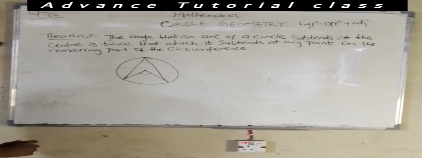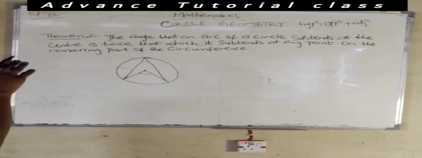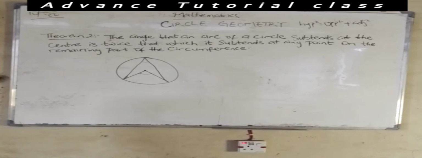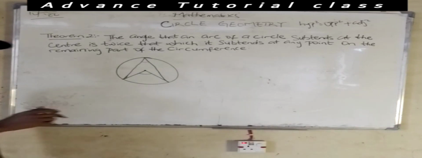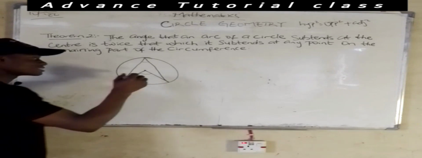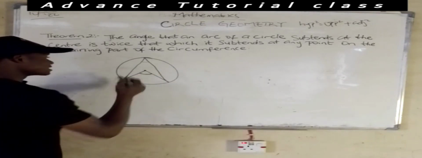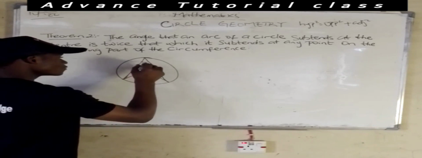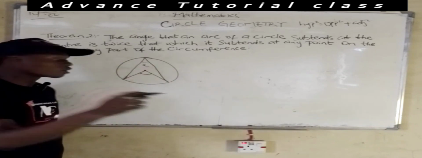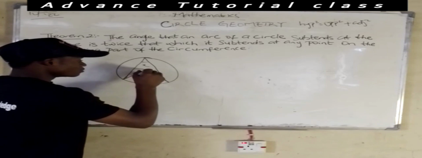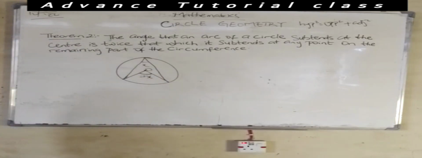To say the angle that an arc of a circle subtends at the center is twice that which it subtends at any point on the remaining part of the circumference: this is the angle that this sector subtends here at the center. So it is twice the angle that it subtends at this point. So if here is x, this place becomes 2x, given the fact that this is O at the center of the circle. So let's have an example with this theorem.